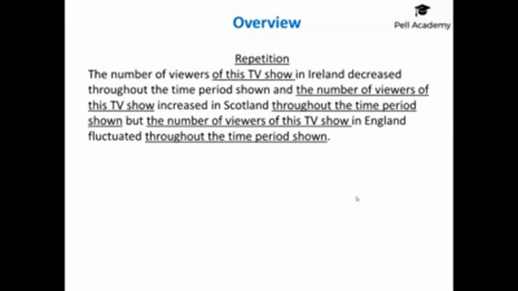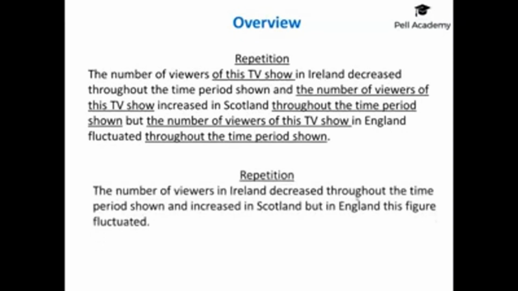Okay, and of course my repetition: this sentence just looks kind of overcomplicated, and it's difficult to follow because of the amount of repetition. So I've underlined all the bits that have already been mentioned. This one in particular, the number of viewers of this TV show. Now, I've already explained that the chart is about a TV show in my paraphrase, so I don't need to say that again. And then everything else is just repetition from within the overview. So I'm going to remove all that, and then I'm left with: the number of viewers in Ireland decreased throughout the time period shown and increased in Scotland, but in England this figure fluctuated.